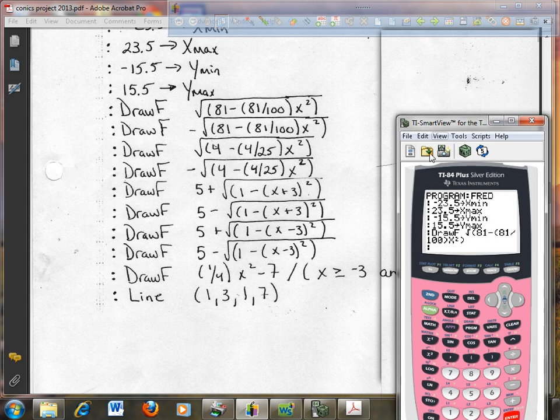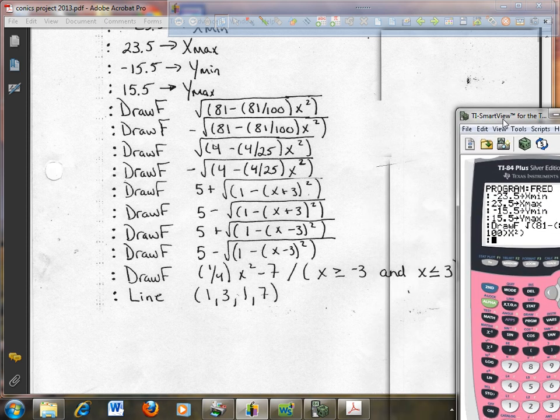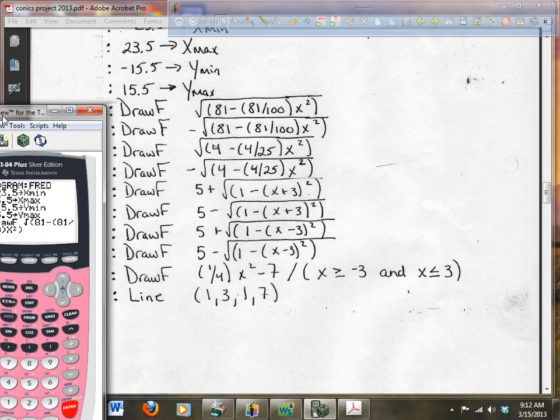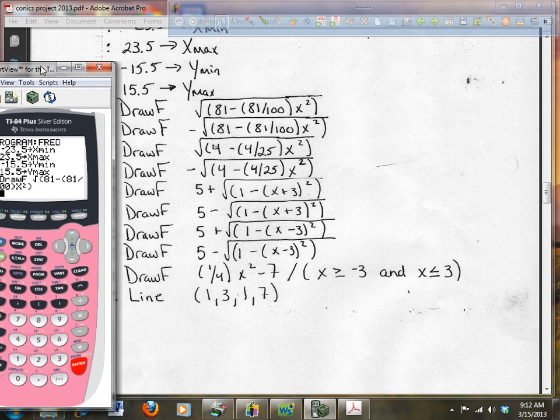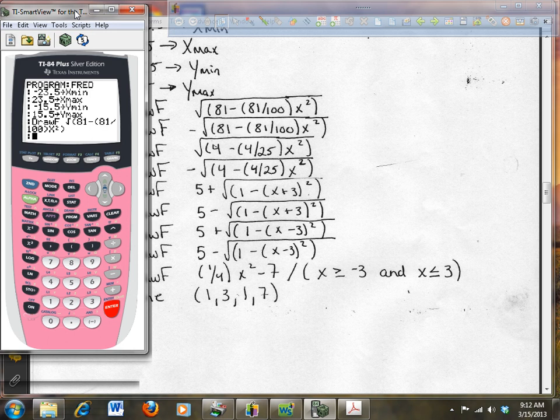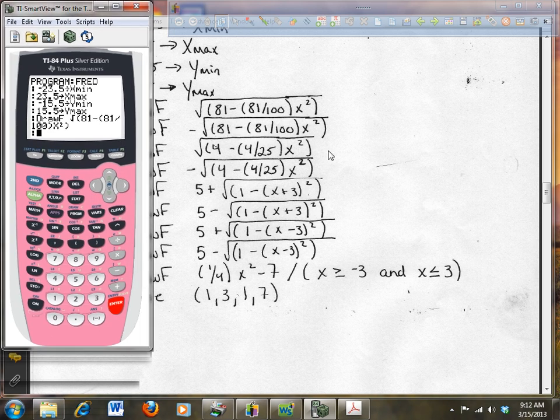Okay. So see this here, over here. My screen's too small again. But if I want to put in restrictions, this is a parabola, right? A right side up parabola with a vertex at 0, -7. And you want to restrict the x values from -3 to 3. So let me show you how to do that.